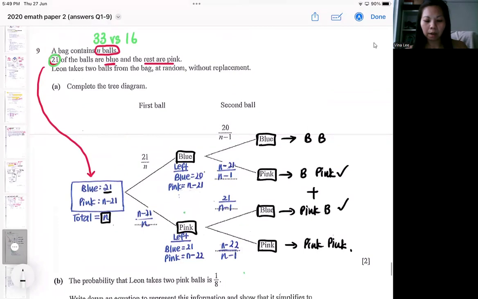Okay, so look through the idea. Always think about what happened if you take it, what is left, then you can process the rest of the probability tree.